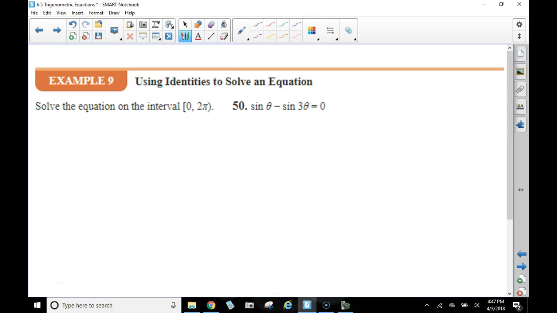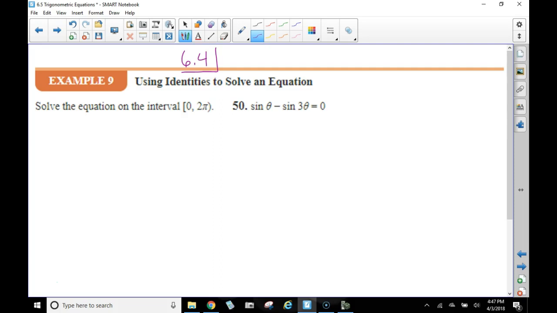All right, on example 9, it says again, solve the equation on the interval from 0 to 2 pi. We've got sine of theta minus sine of the triple angle 3 theta equals 0. This is one of those where we're going to use the sum to product formula. This was back in our section 6.4 where we did those sum to product and product to sum formulas.